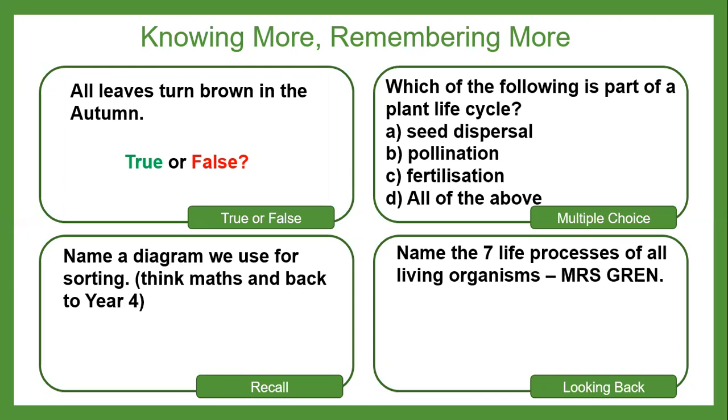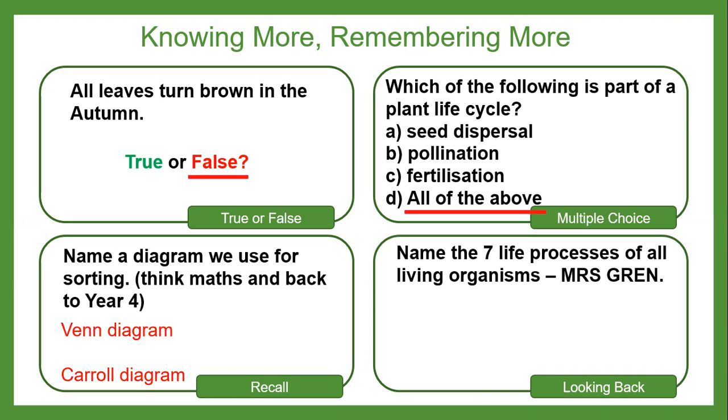Okay, let's go through the answers. So the first one, all leaves turn brown in autumn, is false. They don't. The second one, which of the following is part of the plant life cycle? It is all of the above. Seed dispersal, pollination, and fertilization are all parts of the plant life cycle. The recall, bottom left, name a diagram we could use for sorting. You could have said a Venn diagram or a Carroll diagram.